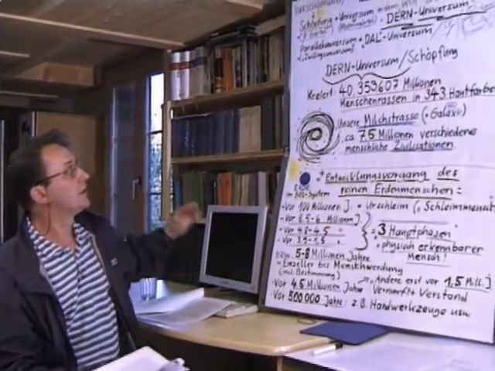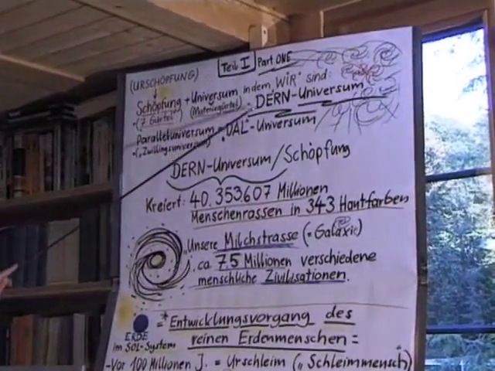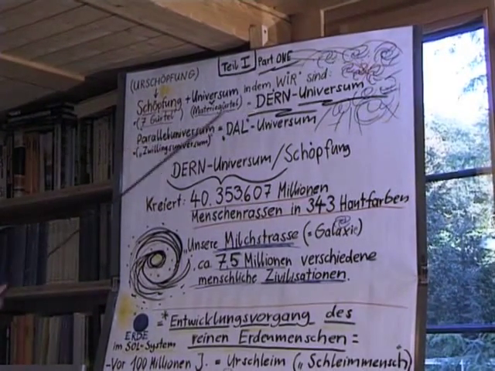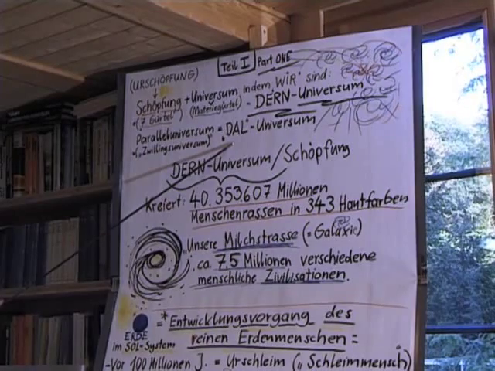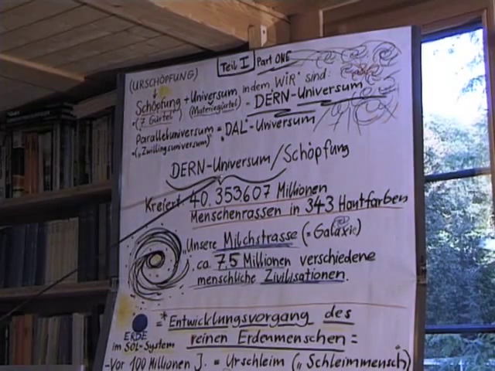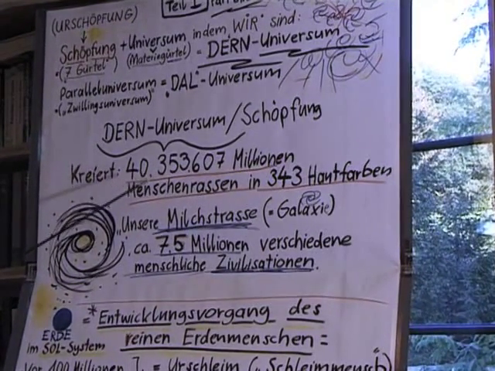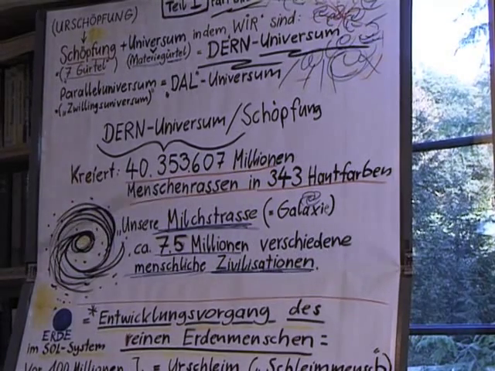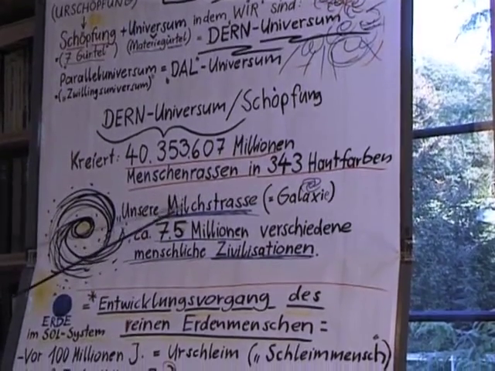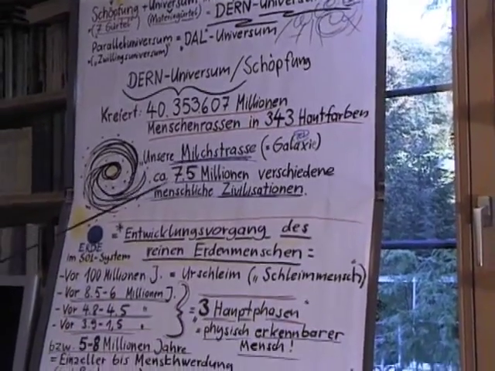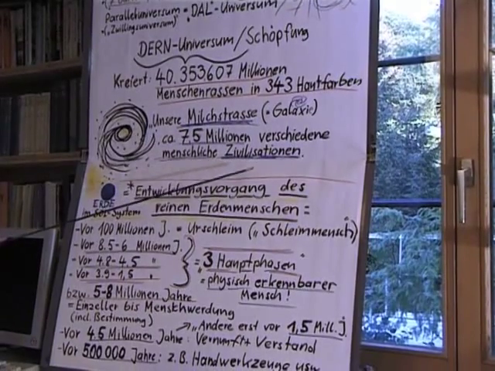I want to show you the poster about this. An overview. There is the beginning with creation, our universe, which is called the Dern universe. The parallel universe is called the Dal universe. And here, in our Dern universe, 40 million original human races have been created by creation with 343 skin colors. Here you can read that in our galaxy, the Milky Way, about 7.5 million different human civilizations exist.